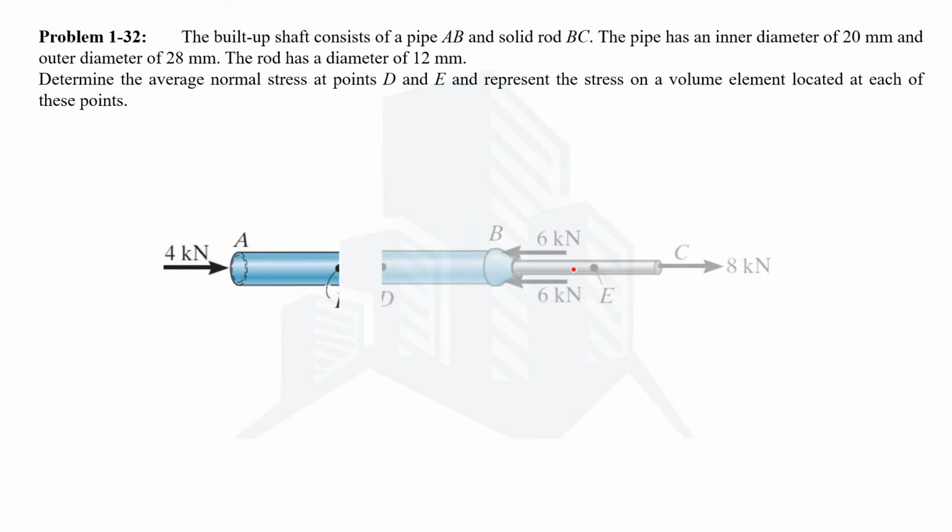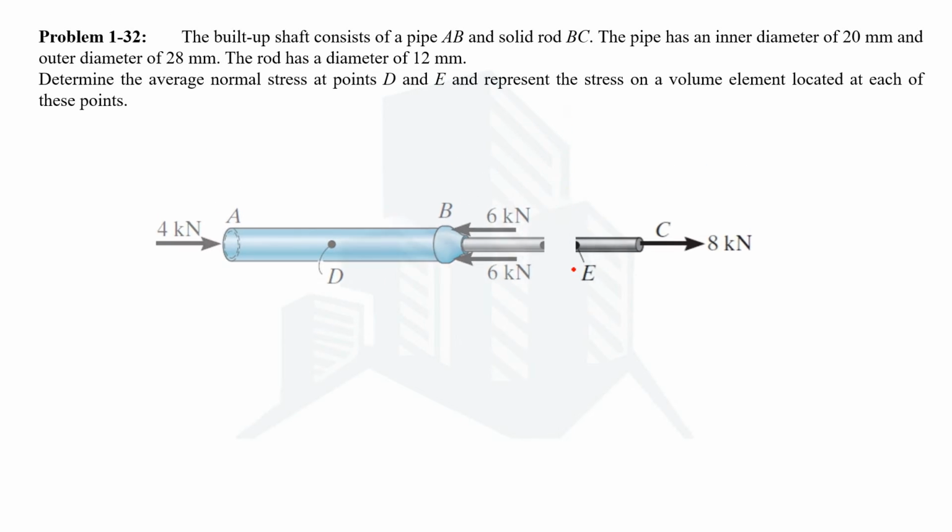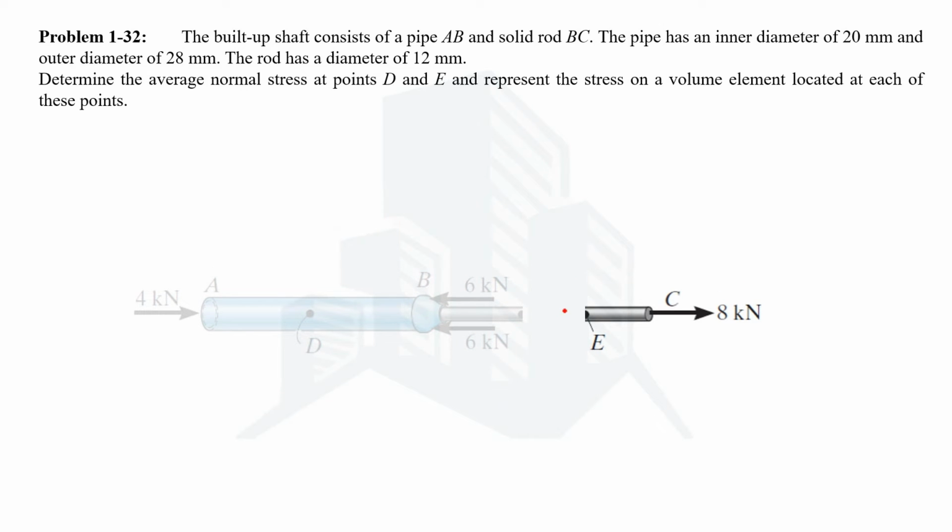Now let's move on to the normal stress at point E. Again we need to cut at point E and then take one portion. For simplicity, I'm going to take the rightward portion. When we have the rightward portion, in order to have balance, we are going to have a tensile force of 8 kilonewton, so that this element, EC, will be in equilibrium.